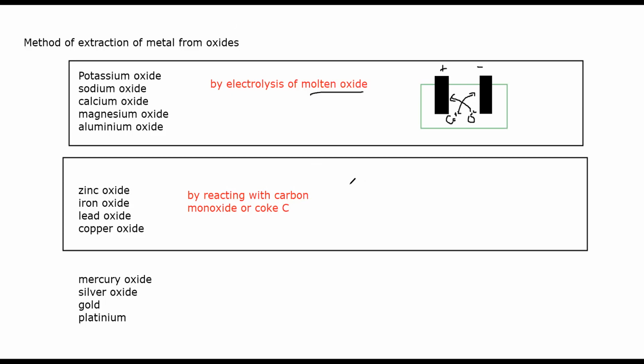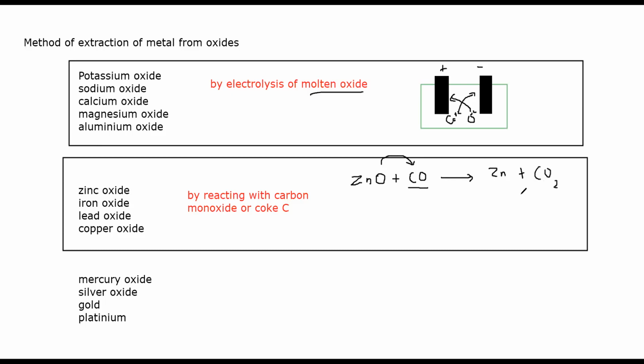So example, if we have zinc oxide, what I can do, I can react this zinc oxide with carbon monoxide. Carbon monoxide has a tendency to remove oxygen, or we call that a reducing agent. The substance which has a tendency to remove oxygen from a compound, we call that substance a reducing agent. So carbon monoxide is a good reducing agent. So it has a tendency to take out oxygen from the other substance. So it will form zinc plus carbon dioxide.